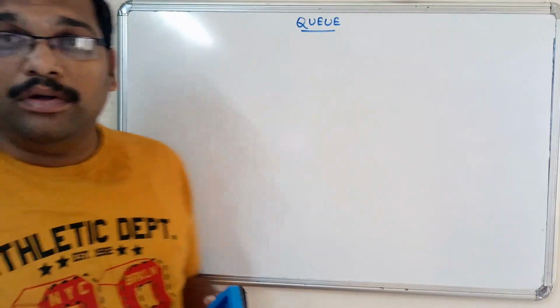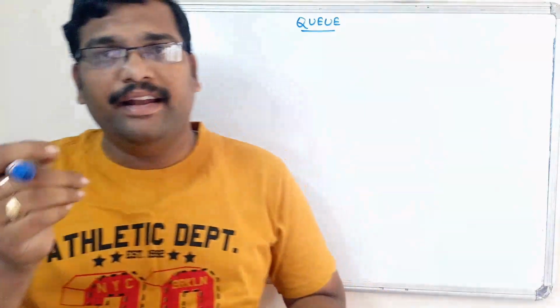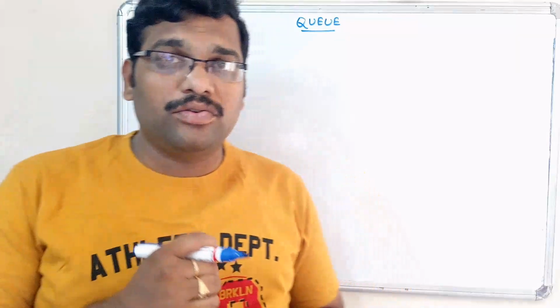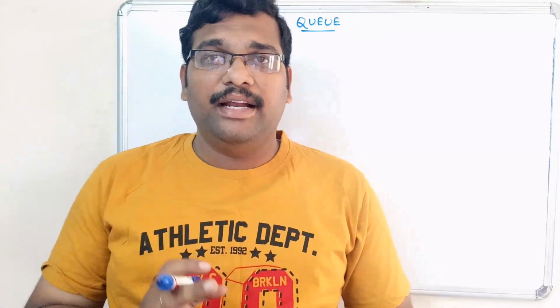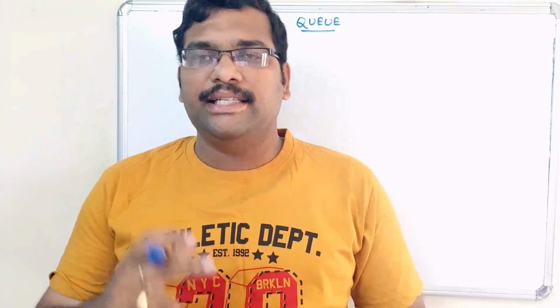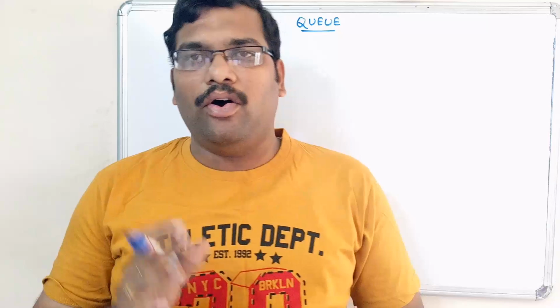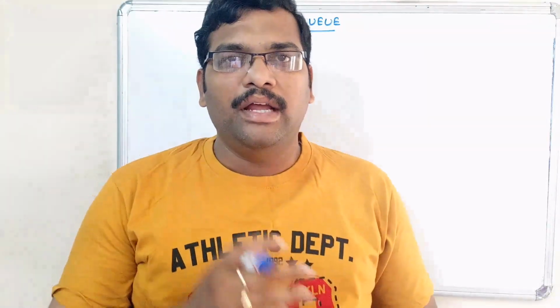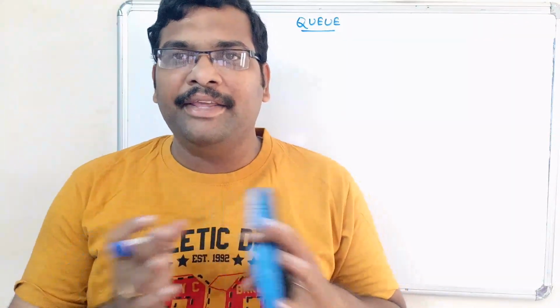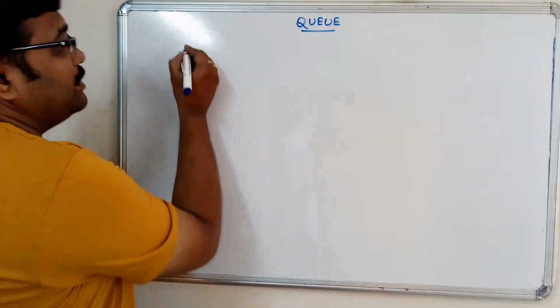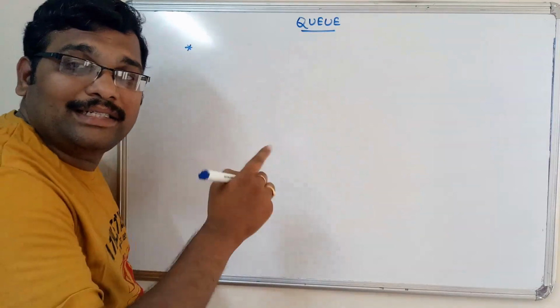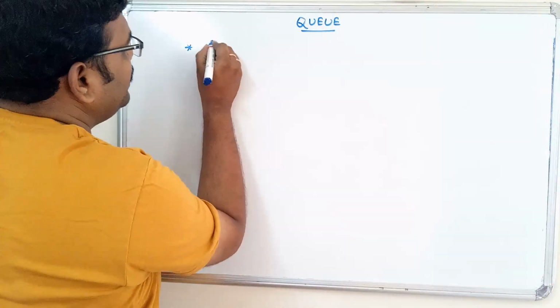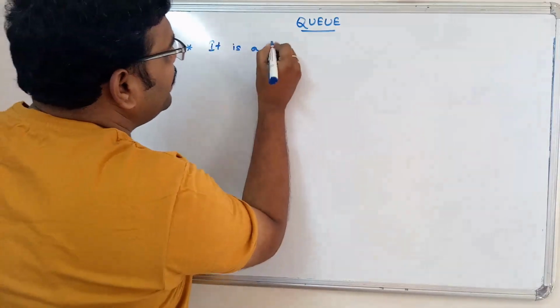Queue. This is also a linear data structure similar to the stack with a little bit of difference, and here also there are two operations, that is insertion and deletion. In the stack we have seen the insertion is called push and the deletion is called pop. Here the insertion will be called enqueue and deletion will be called dequeue. This is also a linear data structure similar to the stack.